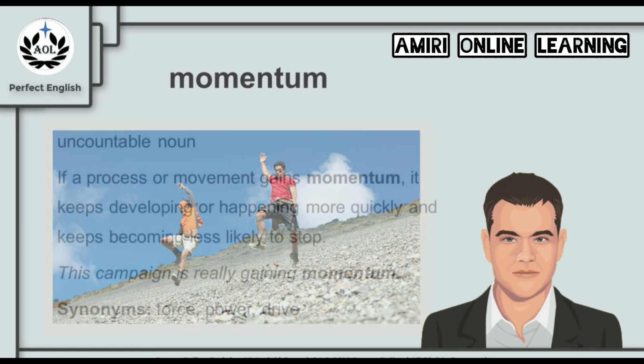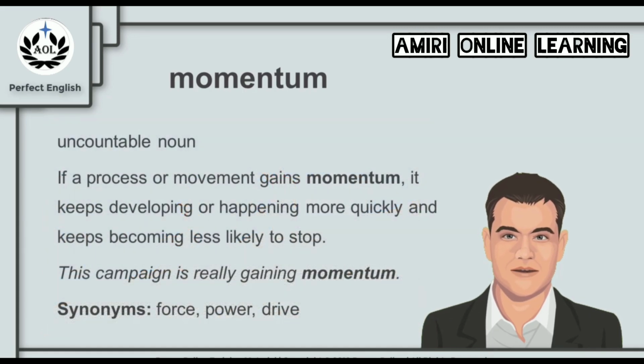Let's find out. Now, momentum is an uncountable noun. If a process or movement gains momentum, it keeps developing or happening more quickly and keeps becoming less likely to stop. For example, this campaign is really gaining momentum. Now, sometimes things start slowly, but then it gains momentum and becomes very fast until it gets to a point where it can't be stopped. And synonyms for momentum are the words force, power, and drive.